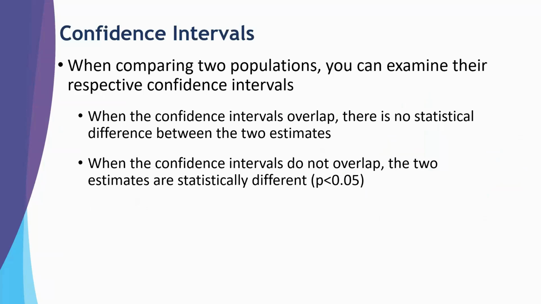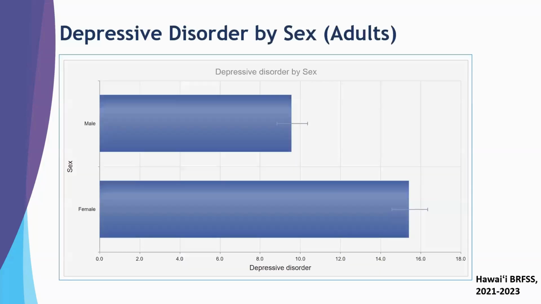When you see overlap in the confidence intervals, that means there's no statistical difference between the estimates. However, if those confidence intervals do not overlap, then the values are statistically different from one another. You might have seen this represented as the p-value being less than 0.05. Let's take a look at some examples.